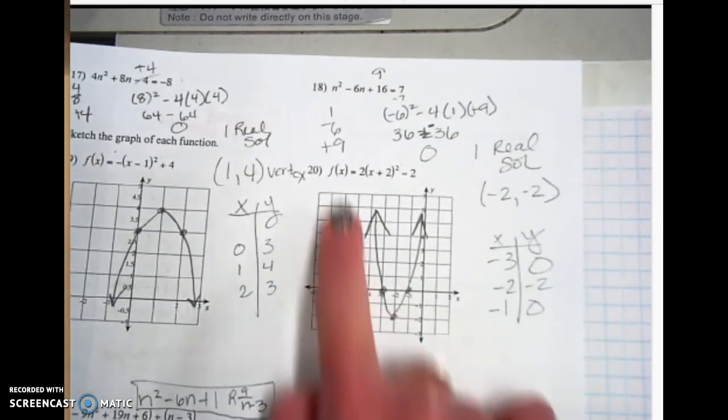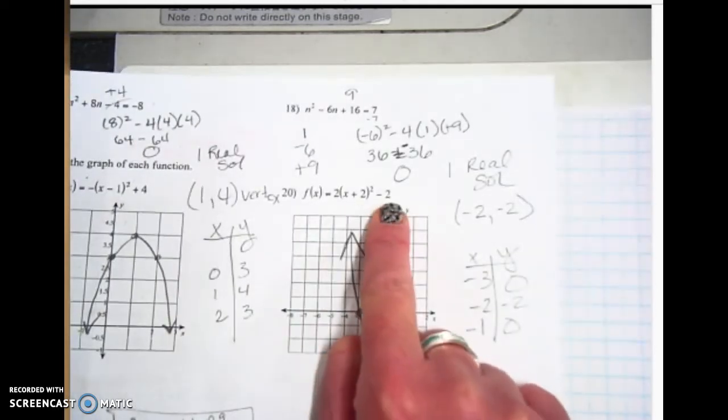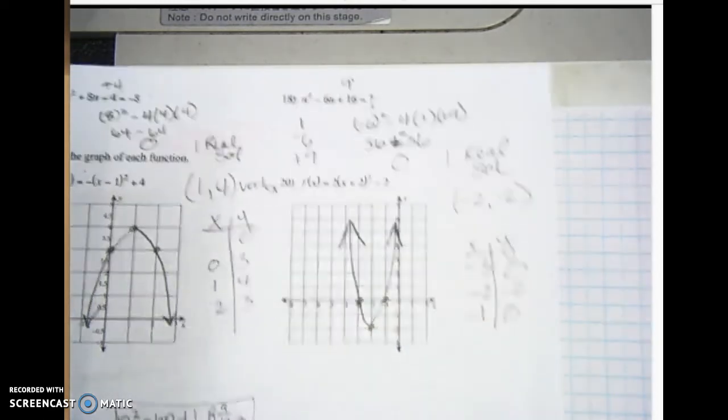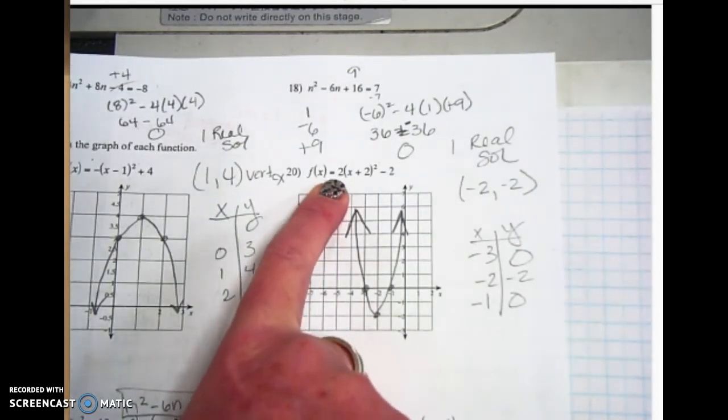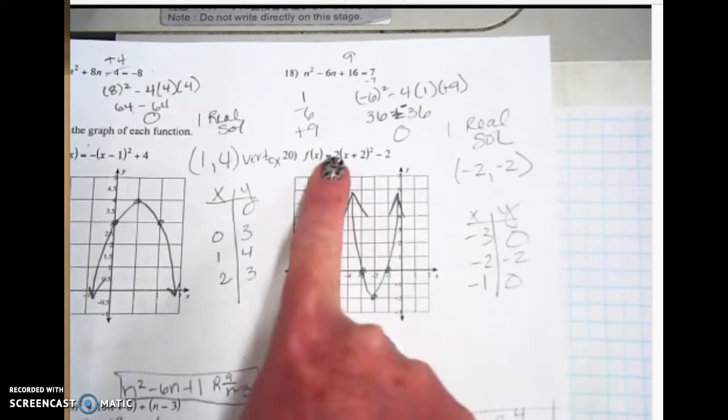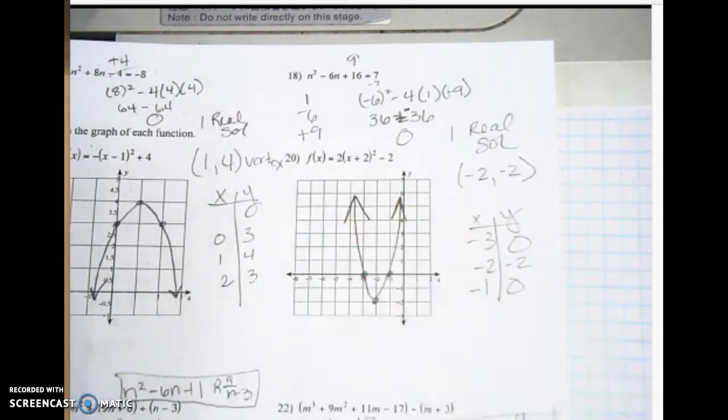Same thing for number 20. I found the vertex by this number and this number. Pick 2 points on the right and the left, plugged them in, should be positive because this number is positive, so that's opening up. And that 2 makes it a little bit narrower, okay?